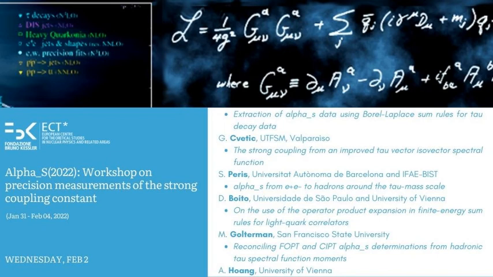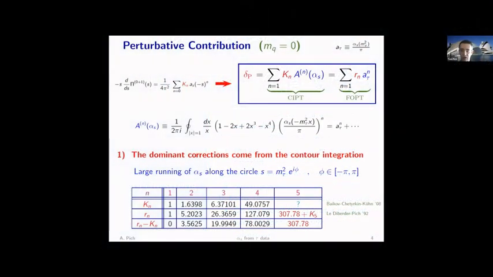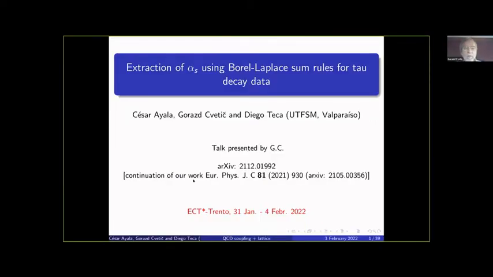Correlation theory. The difference is what comes from the integrals. And it happens that in the integrals, you have a very long running of alpha. Based on these works, in fact, a continuation of this work here, with we work Cesar Ayala, I, and Diego Teca.